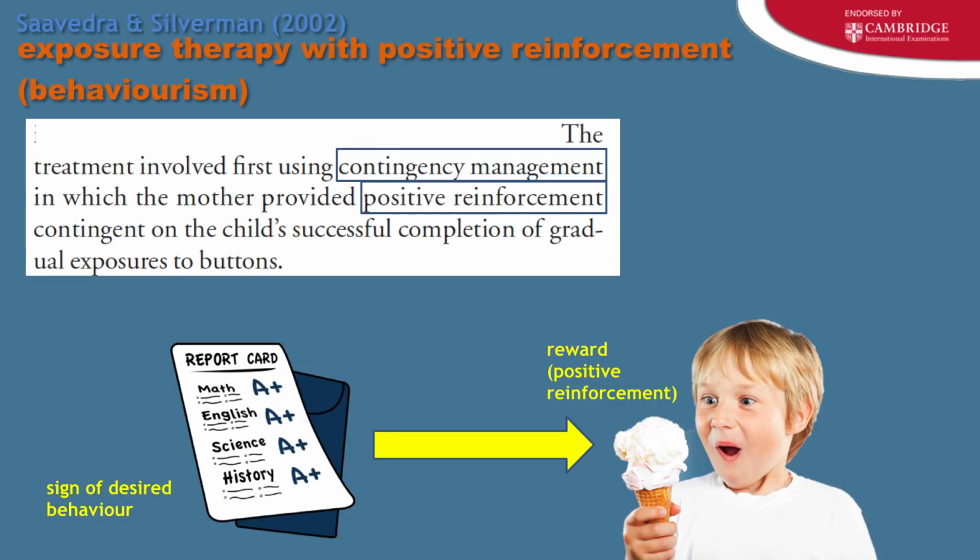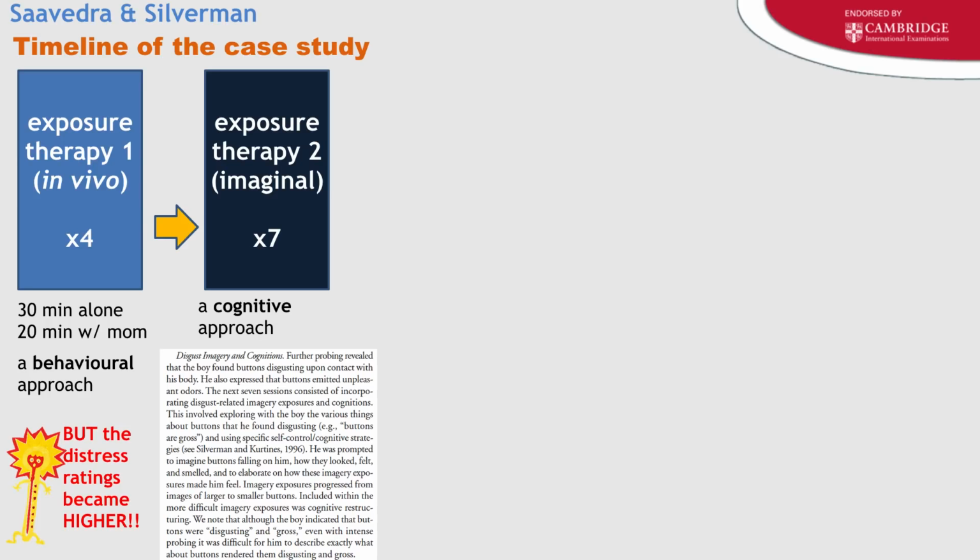So an example of traditional positive reinforcement is something that you may have encountered in your life, where you do something good that your parents approve of, and they reward you in some tangible way. For example, I had A's on my report card, and therefore my parents bought me ice cream. A very simple explanation. But the thing is, the exposure therapy did not work too well. So they had to move to a different type of exposure therapy.